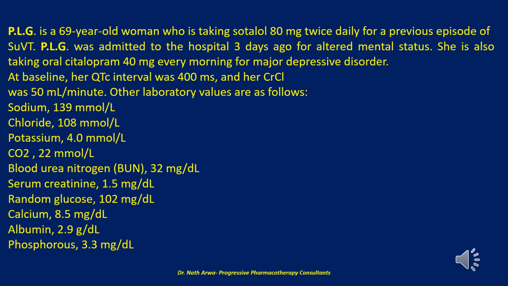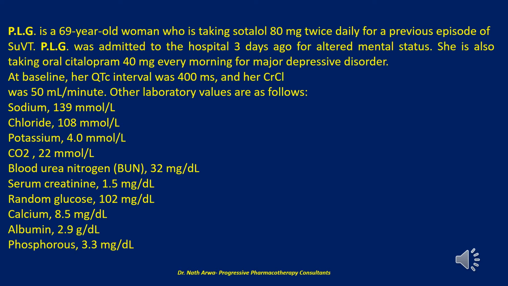The next question reads, PLG is a 69-year-old woman who is taking sotalol 80 mg twice daily for a previous episode of SVT. PLG was admitted to the hospital 3 days ago for altered mental status. She is also taking oral citalopram 40 mg every morning for major depressive disorder. At baseline, her QTc interval was 400 milliseconds, and her creatinine clearance was 50 milliliters per minute.